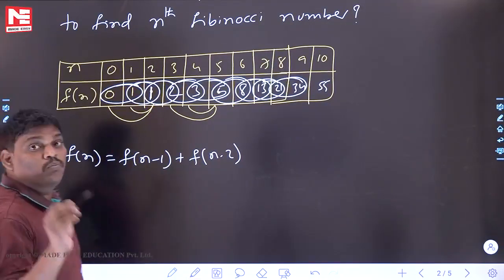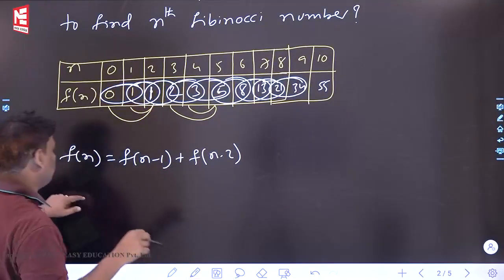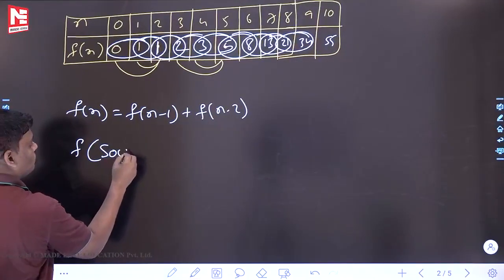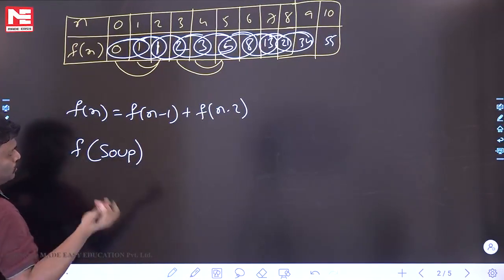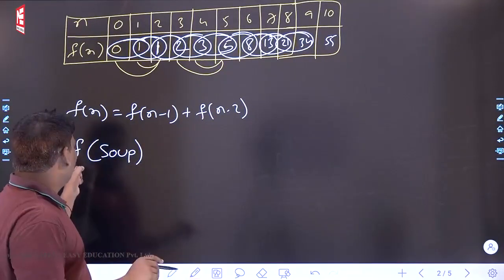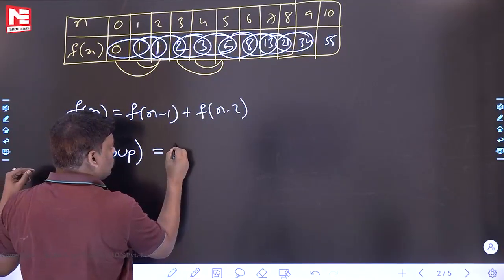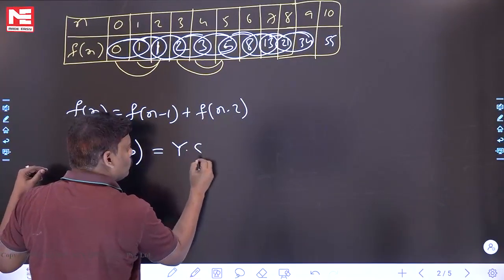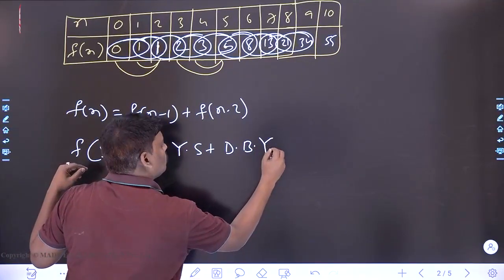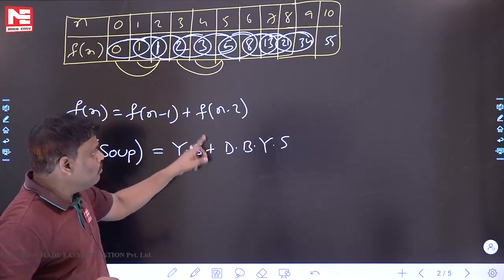Somewhere in one of the books I studied this line. See this line correctly also. Fibonacci soup is equal to, like sweet corn soup, like tomato soup, right? Like that. Fibonacci soup is equal to yesterday's soup plus day before yesterday's soup.